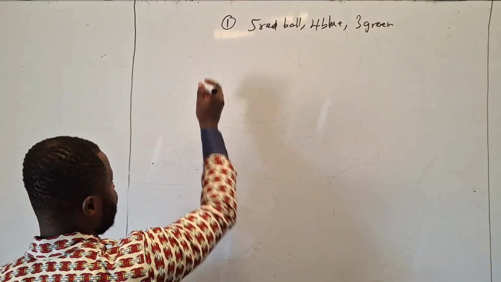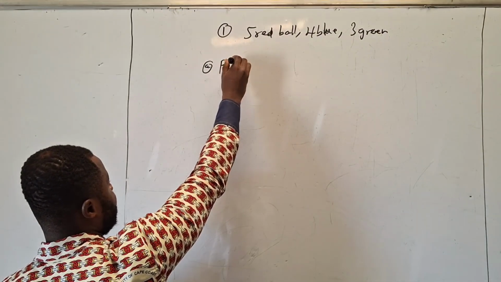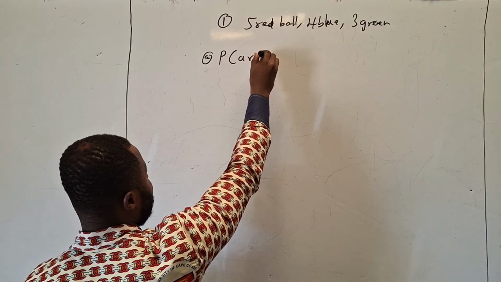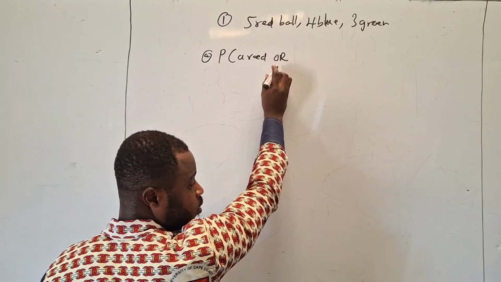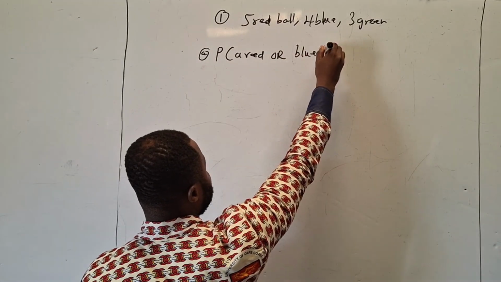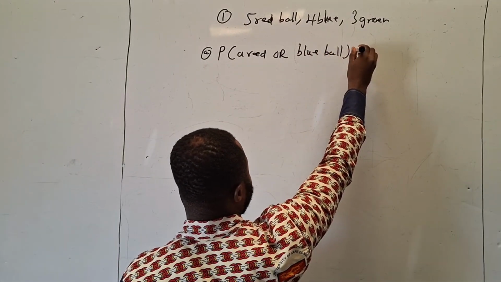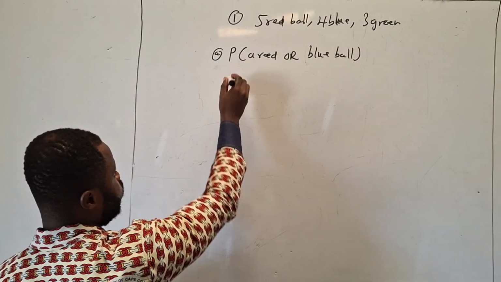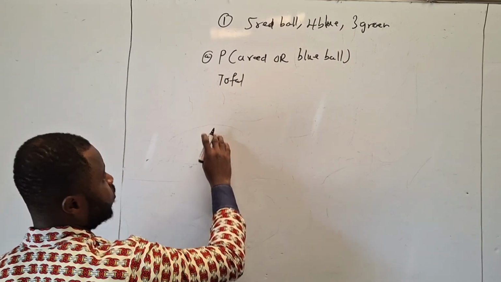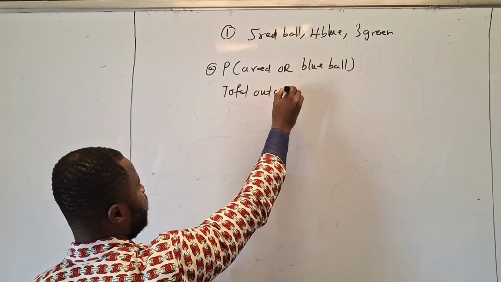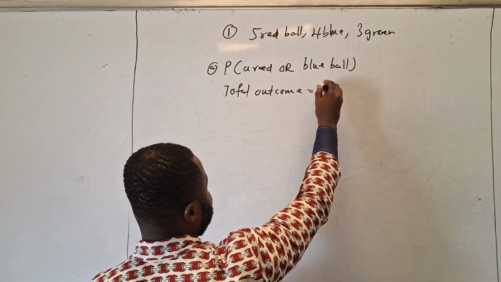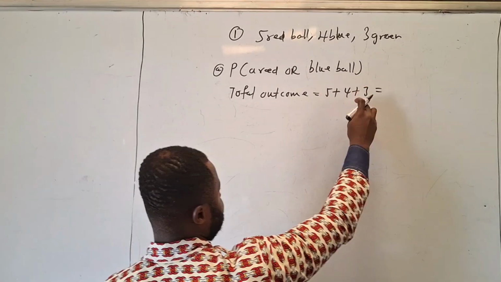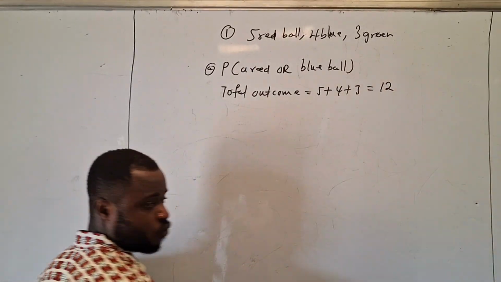So A says probability of obtaining a red or blue ball. A red or blue ball. First of all, you have to know the total outcome. The total outcome, we add the balls. So 5 plus 4, 9, plus 3 to give us 12.